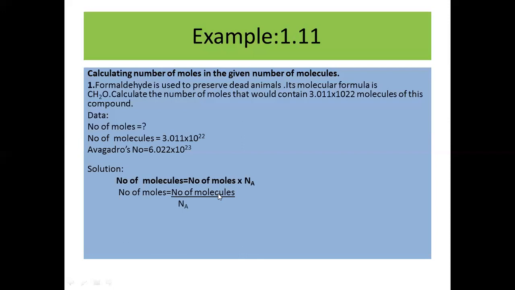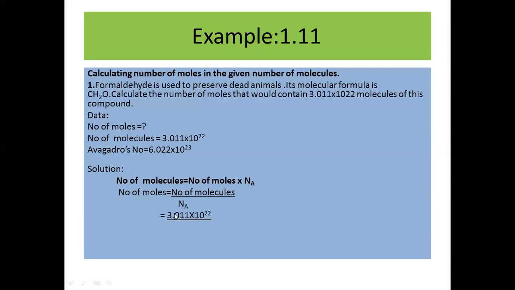Number of molecules is equal to number of moles into Avogadro's number we use when the number of moles is given. But in this case the number of molecules is given and we have to find the number of moles. That's why we will use this formula: number of moles is equal to number of molecules over Avogadro's number.